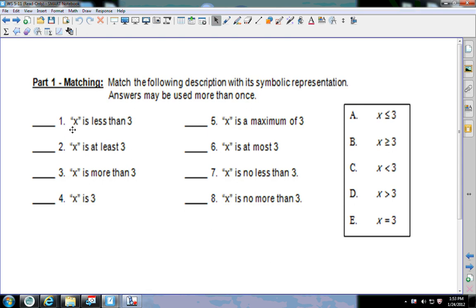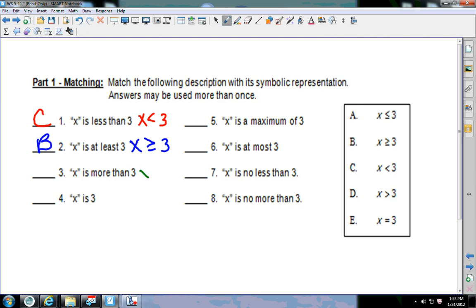Okay, the first one says x is less than 3. We have x is less than 3. So as I look through my answer choices, I have C. So the first one would have been C. The next one says x is at least 3. At least, greater than or equal to 3. I go through here and I find it. There it is. It's B.